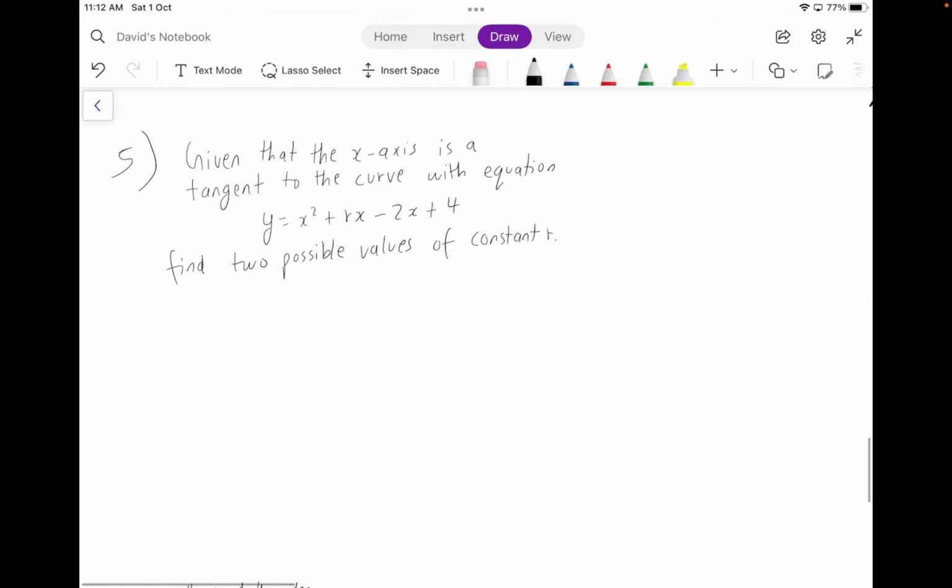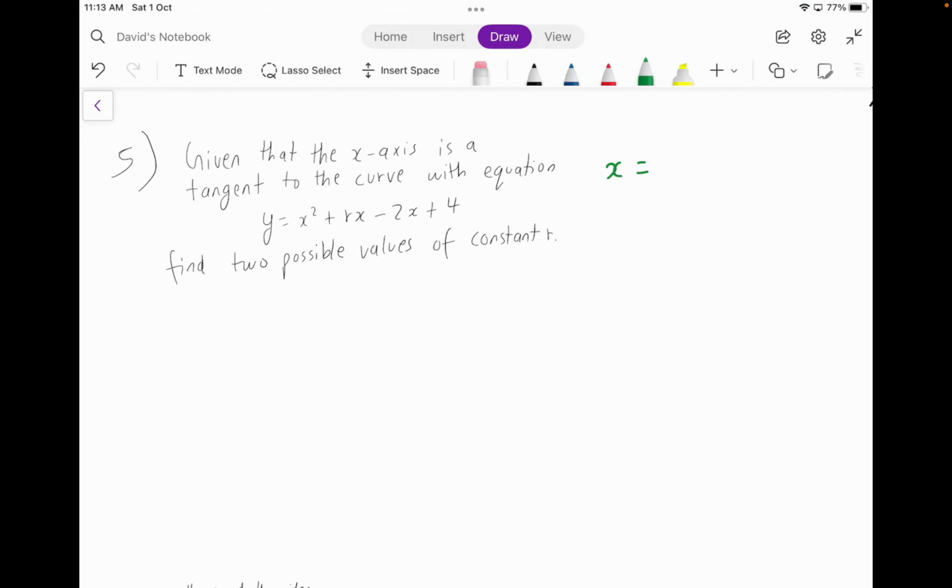The final question is: given that the x-axis is a tangent to the curve with the equation y = x² + rx − 2x + 4, find two possible values of the constant r. Now, this seems to be a little bit of a tough question, actually, so what we need to do is use the discriminant rule for solving this type of question. So what I'm going to do again is use the green pen so that you guys can see the formula.